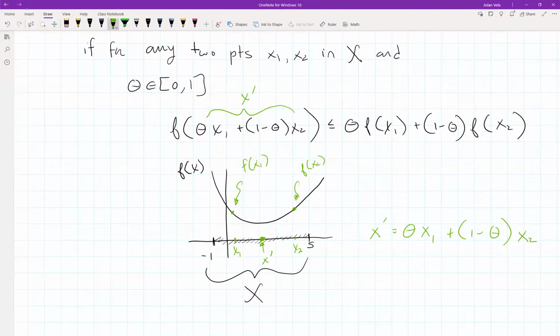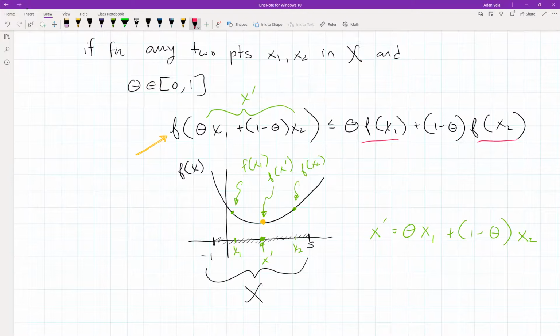Okay, so that would mean this point right here corresponds to f of x prime. All right. So what we're saying is that value, this yellow guy, which corresponds to the evaluation of that function, is less than the convex combination, and I'll draw these guys in red, of f of x1 and f of x2.